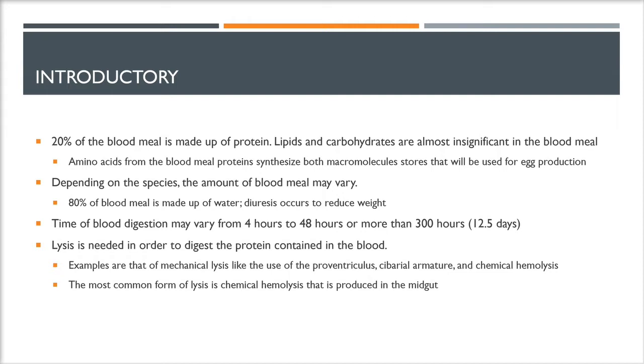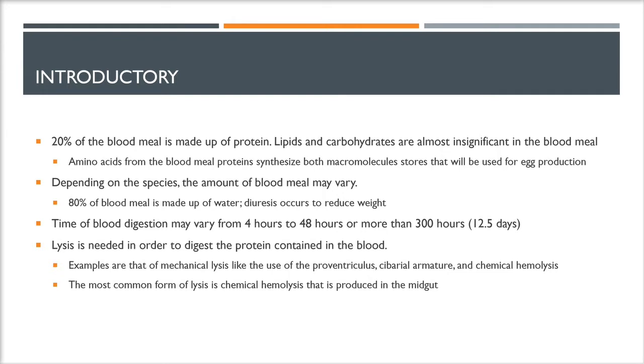having modified parts or the ability of elasticity. The time required for blood digestion may vary from 4 hours to 48 hours or more than 300 hours. This is equivalent to basically 12.5 days. The last section of the introduction is lysis of erythrocytes. The whole concept of lysis of the red blood cells is to gain the protein that is within the erythrocyte. There are many examples, like the use of the proventriculus, which is used to physically break down the cells.